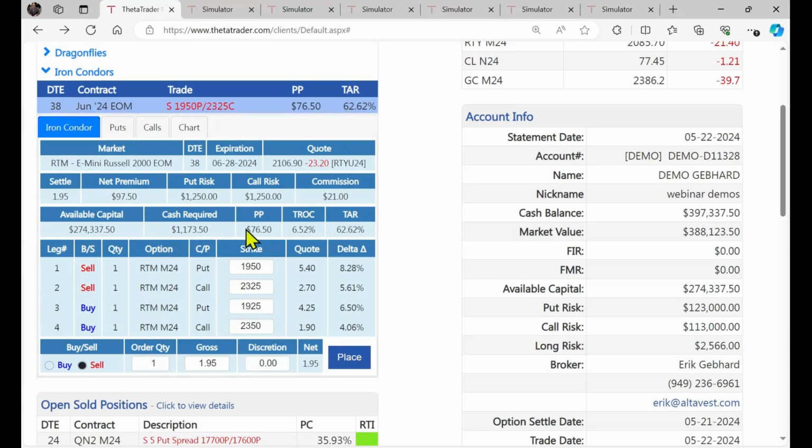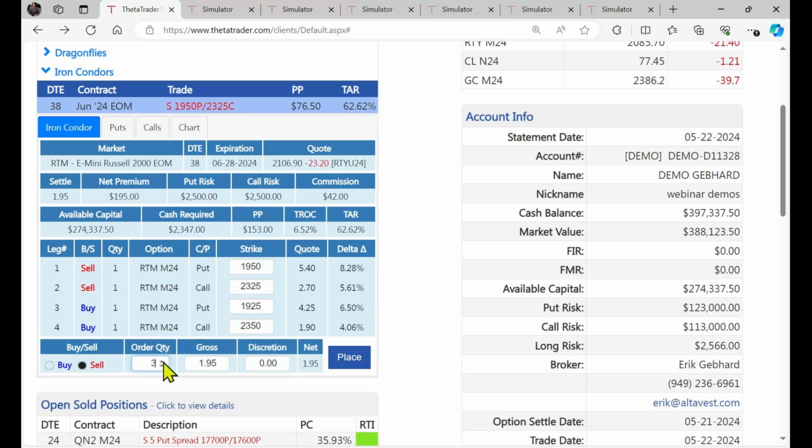Profit potential, 7,650. Targeted return on cash, your targeted annualized return, and you're selling these puts and these calls here, and the deltas are actually even lower. So 8.28 and 5.61. So you have over a 91% probability and over 94% probability that these calls and puts will expire out of the money.